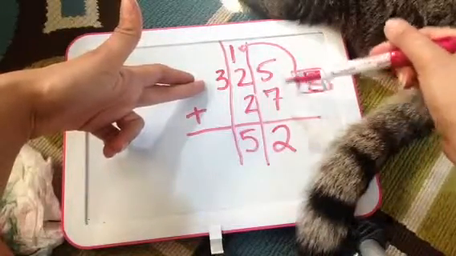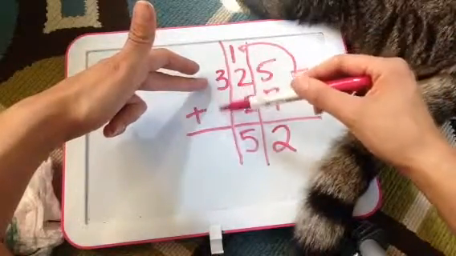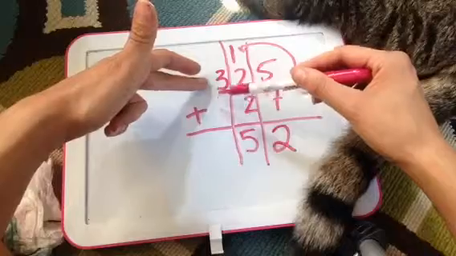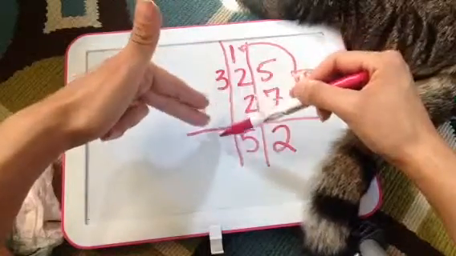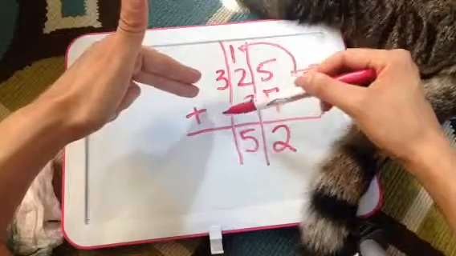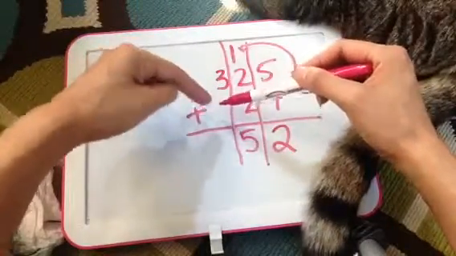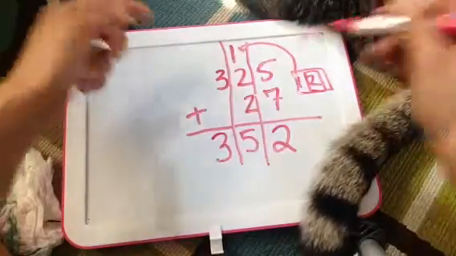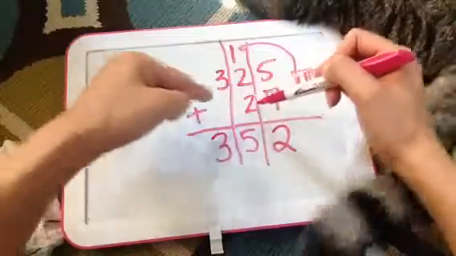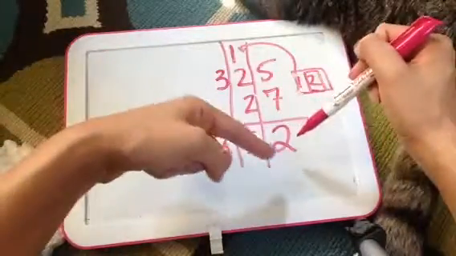We cannot forget that even because there's no number in here, in this place, we can't forget that we have a number up here. So we have to drop it down. So this is sort of like an imaginary 0, right? So 300s plus nothing is going to give you 300s. So 325 plus 27 equals 352.